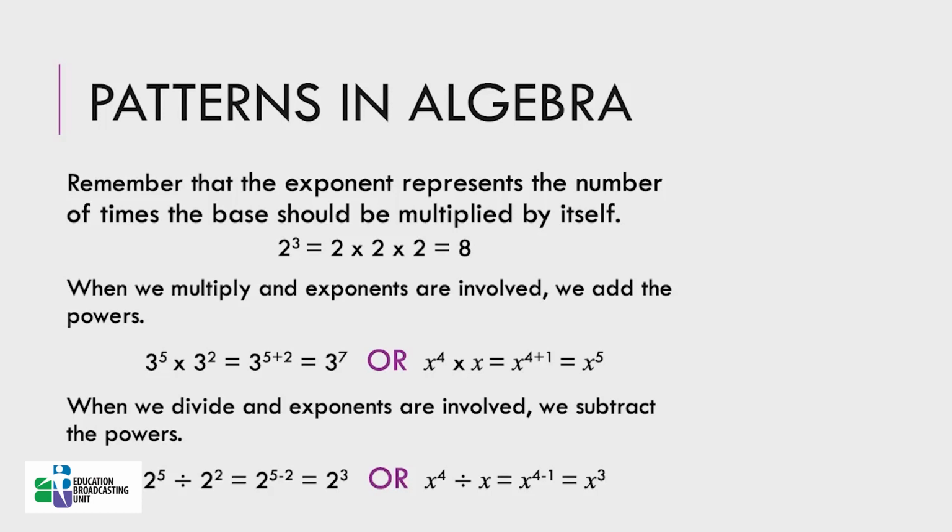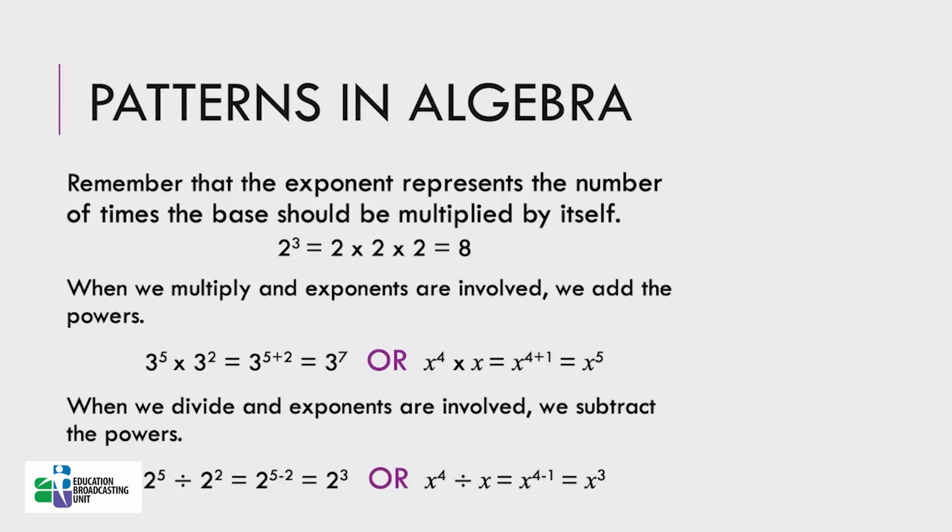Or what if we don't have numbers? We have variables. We have x to the 4th power multiplied by x. Whenever we see x by itself, we know that it has an indice of 1. So therefore, it would be x to the 4th power plus 1, which is equal to x to the 5th power.